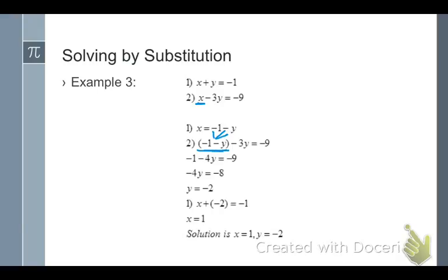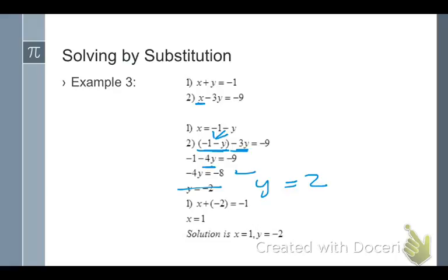So the negative y here and the negative 3y here gives me this negative 4y. I add 1 to both sides to get this. And then when I divide, I get negative 4y equals negative 8. That should be a positive 2. That is a mistake. So y equals 2.